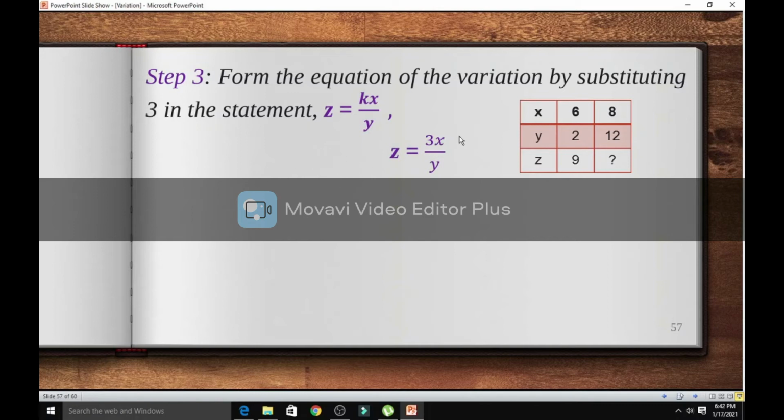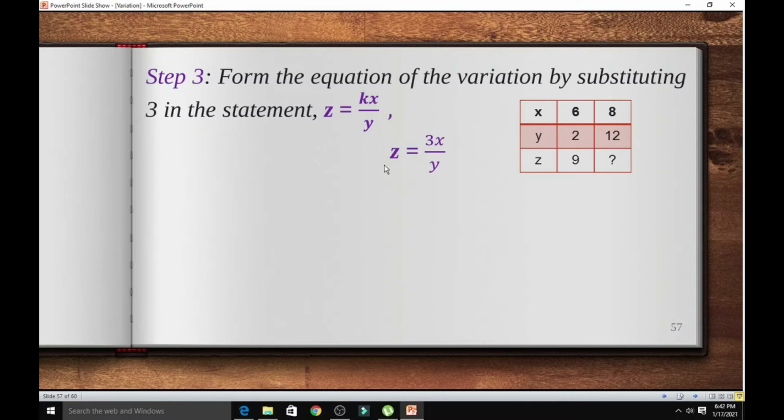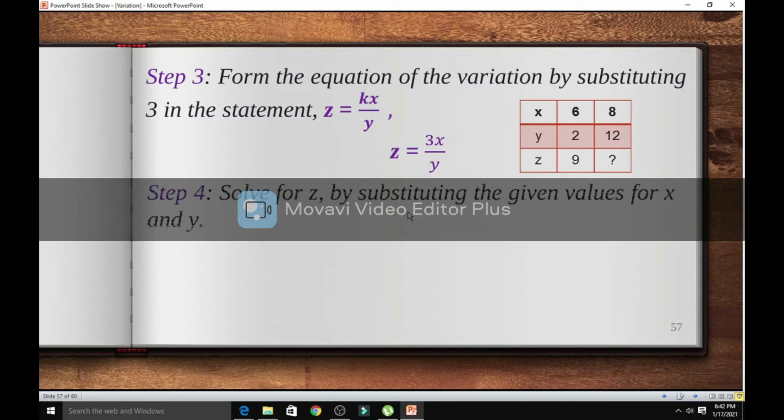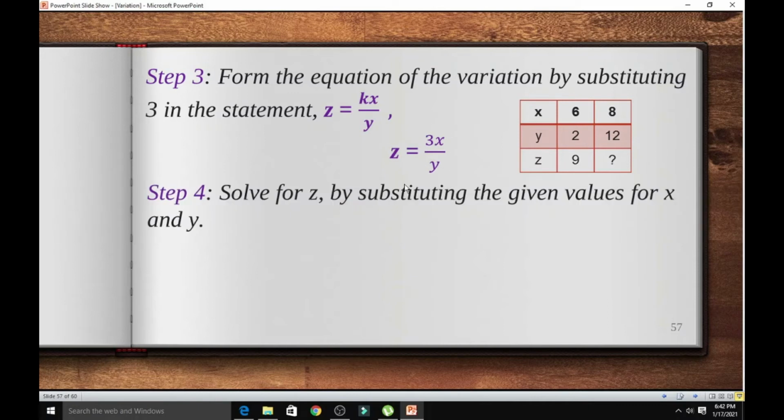So, ngayon, itong equation of the variation, pwede natin siyang gamitin to be able to find what is missing in our problem. So, ang nawawala ay z. Si x daw ay 8 at si y ay 12. So, papalitan lang natin si x and y for step number 4, to be able to solve for z by substituting the given values for x and y. So, papalitan lang natin yung x and y dito sa equation natin na to.